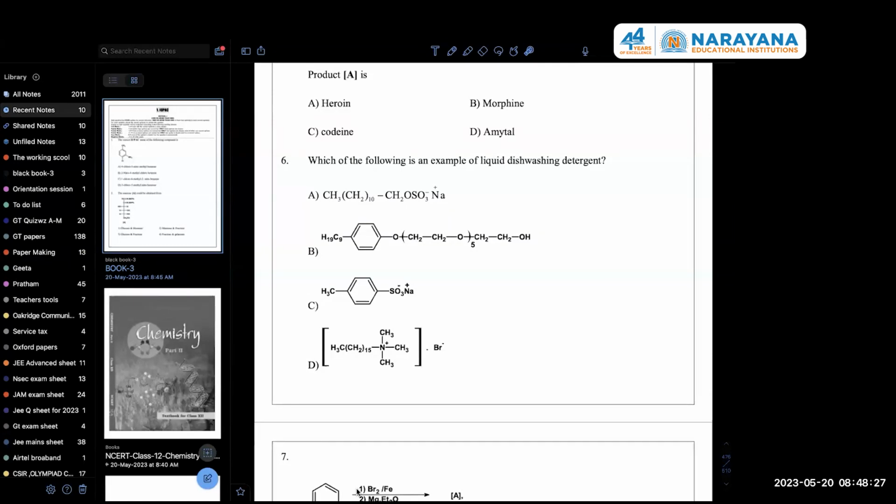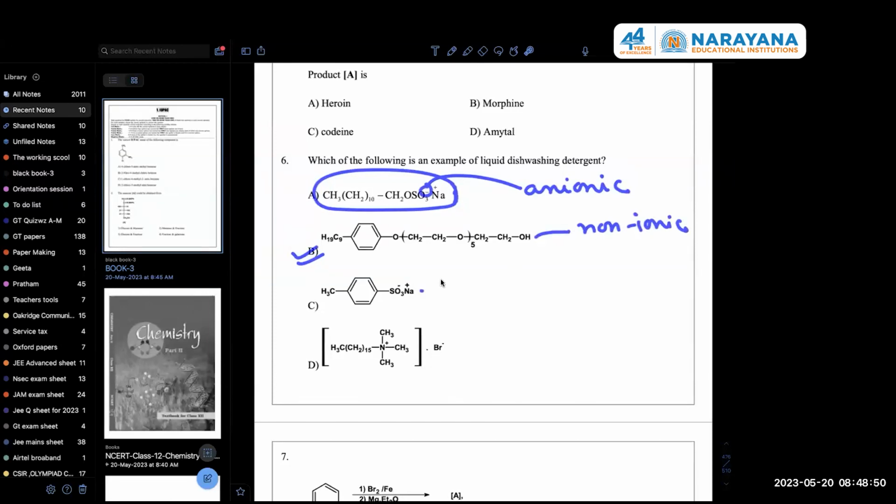Anyone? B, sir. B only? Yes, absolutely. Can you tell me what kind of detergent this is? This is soaps. Cation. No, cation. This is anionic. This is anionic detergent. This is non-ionic detergent. This is nothing. This is cationic.